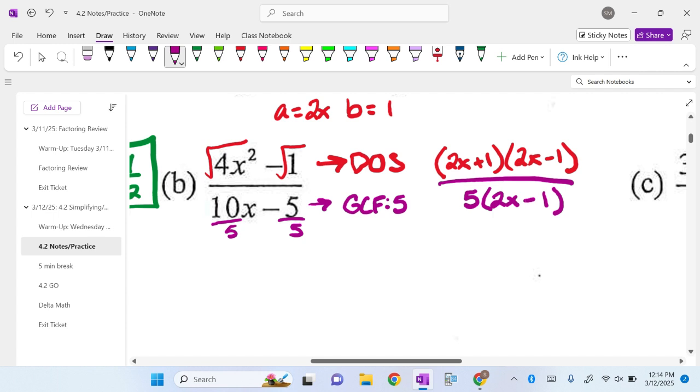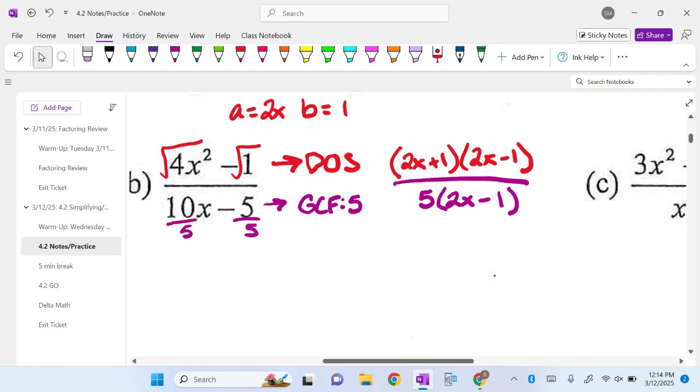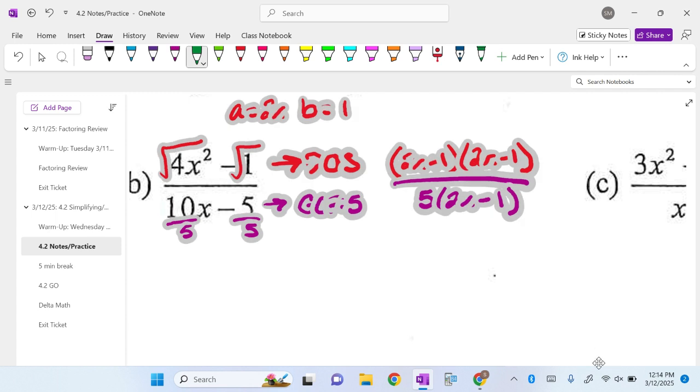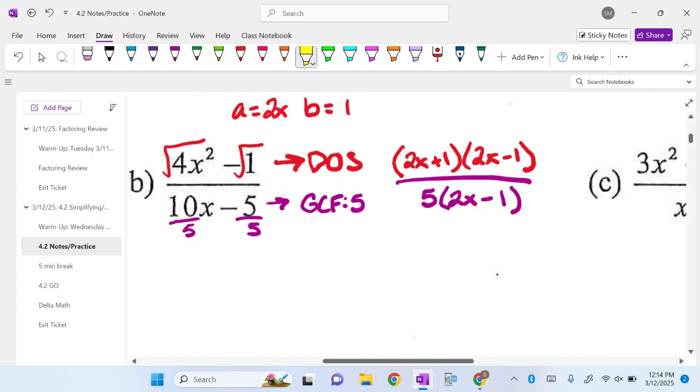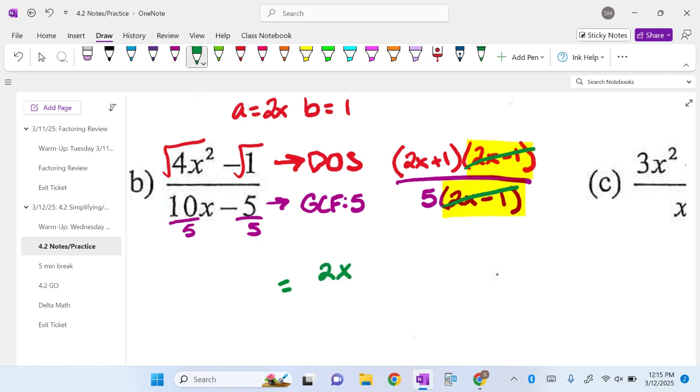So that should have been what you got when you factored the top and the bottom. Now, what can I cross out between the two? Right, we have a 2x minus 1 up top and a 2x minus 1 on the bottom. Since we have both of those, we can get rid of them. So what am I left with? 2x plus 1 all over 5. And that should have been your answer. Any questions on that one?